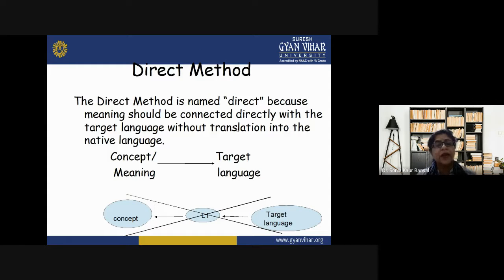The direct method is named direct because meaning should be connected directly with the target language, without translation into the native language. Concept, target, meaning, language: this is what you have to understand through the diagrammatical concept. The concept or meaning can be understood through the direct language only. No other language is taken as help to make students understand the concept.